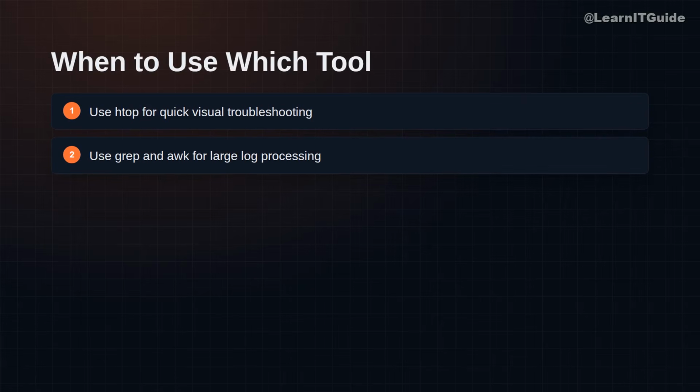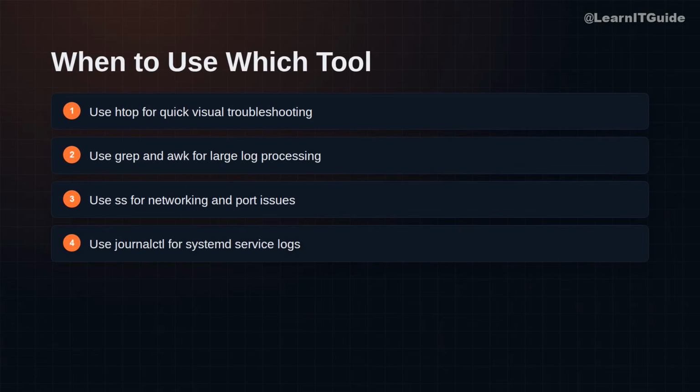Use htop when you need to see what is happening right now on your machine. Use the text processing tools like grep and awk when you are dealing with massive log files that you cannot open in a text editor. Use ss whenever you are debugging connectivity issues between services. And stick to journalctl for anything managed by systemd. Each tool has a specific purpose. Use these criteria to decide if this tool is right for your situation.